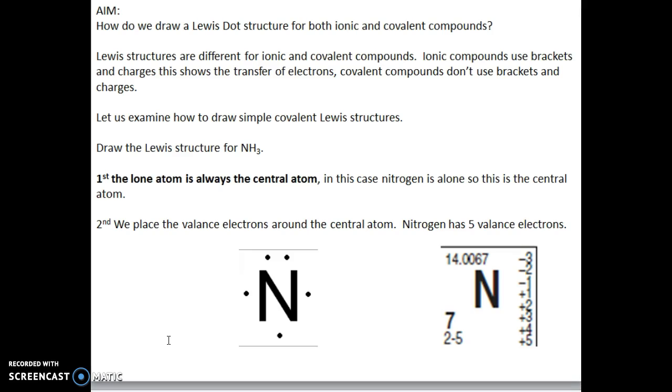First thing we have to remember is that the lone atom is always a central atom, all the time. So in NH3, as you see here, nitrogen's a lone atom. He is my central atom. And I have to put my valence electrons around my nitrogen. If we look here, nitrogen has 5 valence electrons, and I have my 5 dots around nitrogen right there. That's a good place to start.